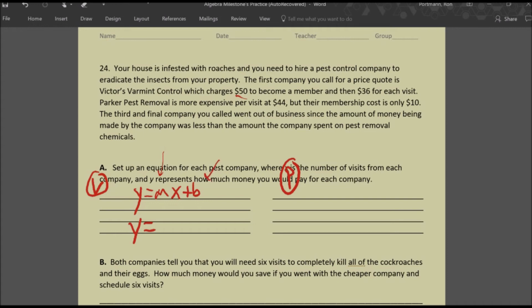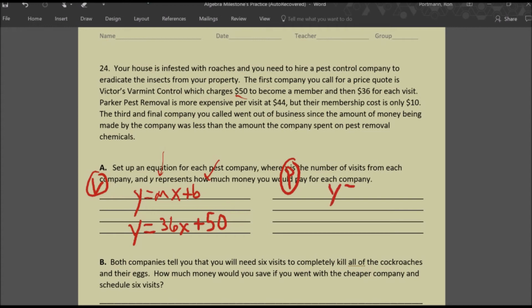When we call Victor, we start by paying him $50. So that is the b value. And then every single time he comes out after that, it's $36. So it would be y = 36x + 50. $50 and then $36 every visit. There are only two numbers there, so only two places to put them, and you could get it wrong. You could have said 50x + 36. That would mean it's $50 every visit and $36 up front.